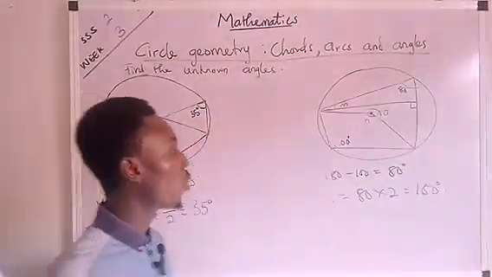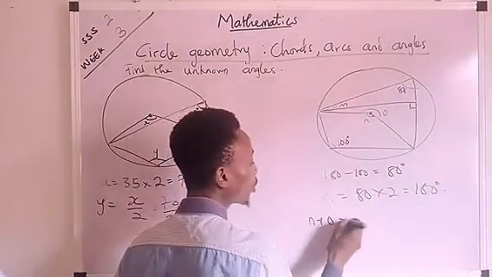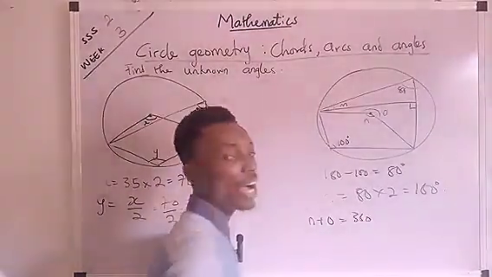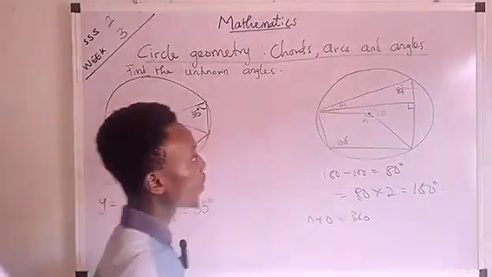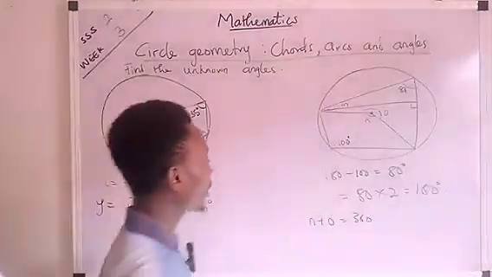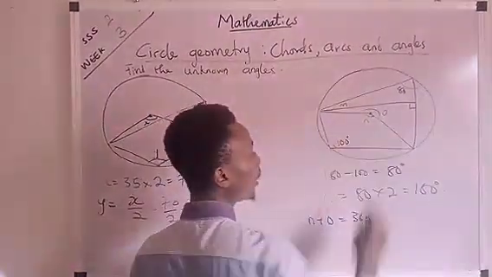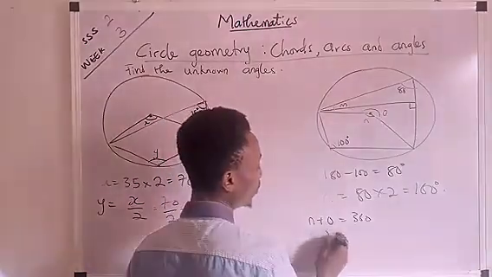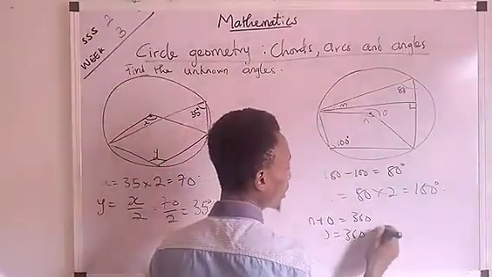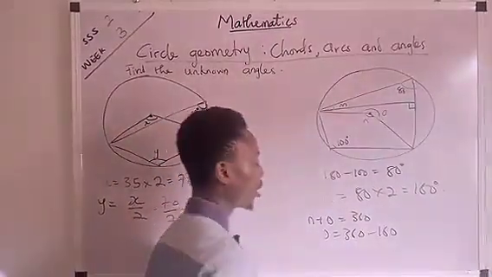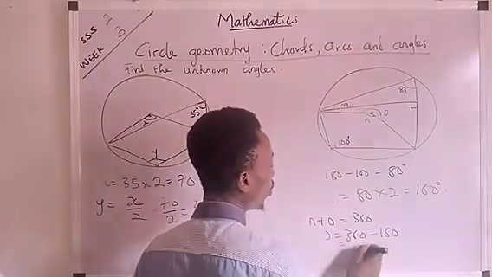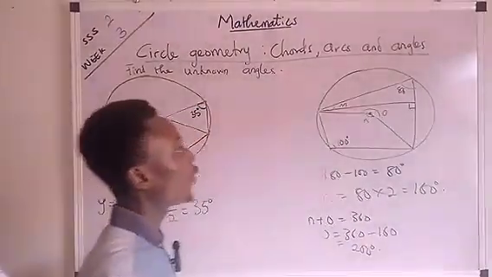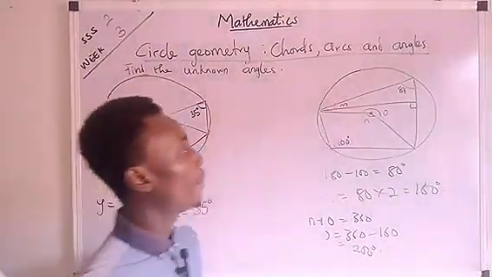Now there's a connection between N and O, right? How do we find O? N plus O is equal to 360. Sum of angles at a point. So it means N being 160 now, you subtract 160 from 360, which will give us 200 degrees.